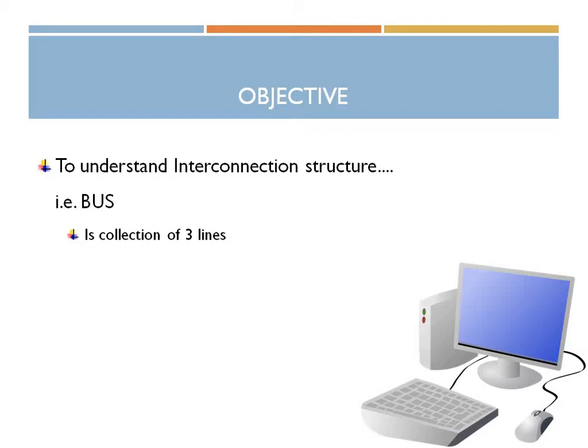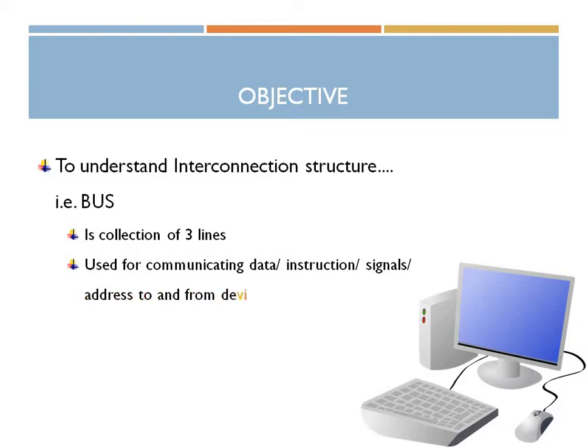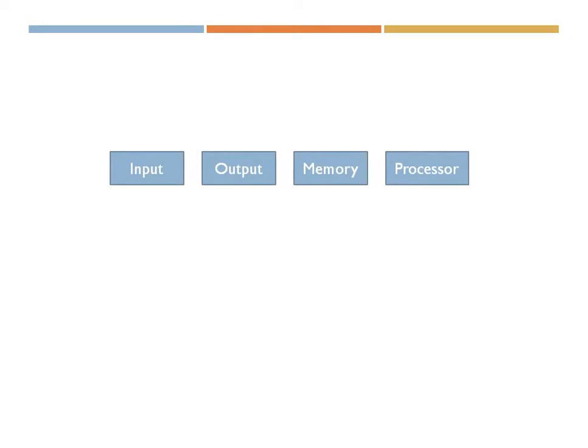So here the bus is going to be a collection of 3 lines, and we are going to see what it is used for. It is used for communicating data, instructions, control signals or addresses to and from various devices. Since I have all these devices with which I need to communicate, I need a hierarchy or an interconnection structure that is going to help me get my data, my control and my address information to and from all these devices.